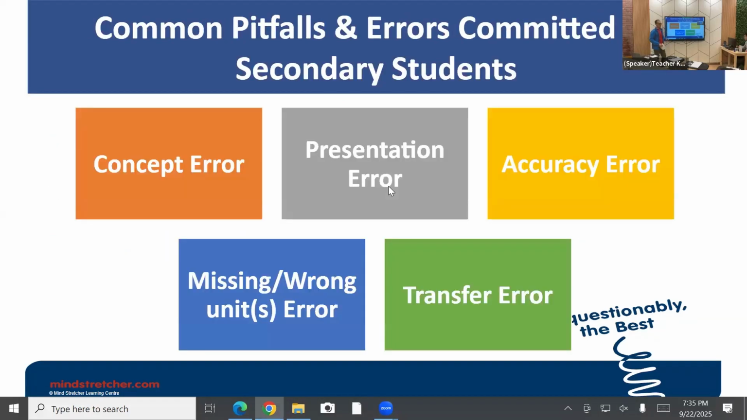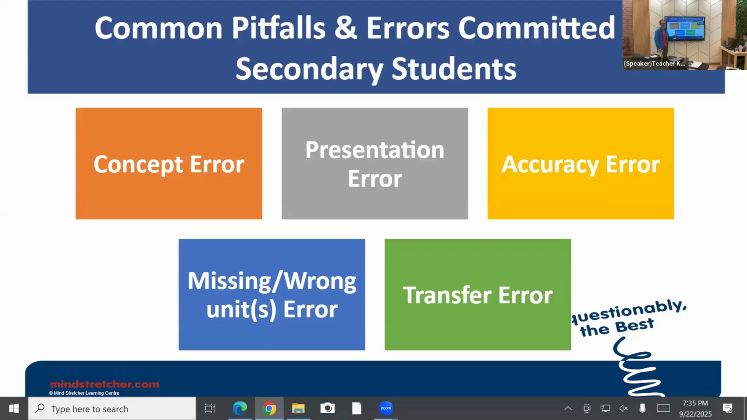These are some of the errors that secondary school students usually commit. First is the concept error, then presentation error, accuracy error, and the next one is missing or wrong units.